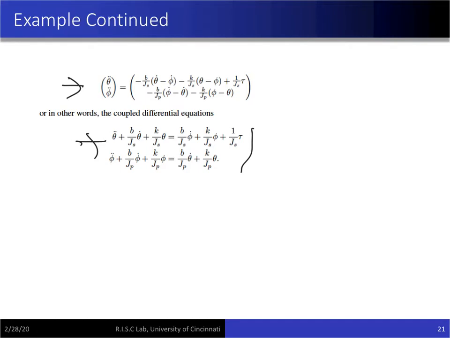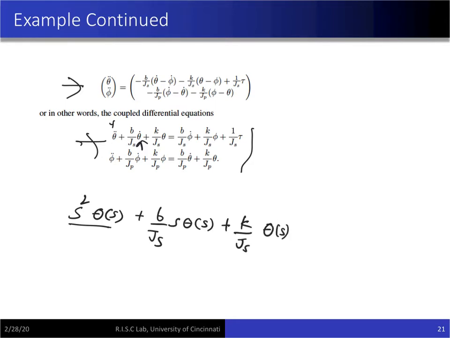So that is the first equation. Laplace on both sides will give me s square theta(s). Anybody have a confusion here? When I'm taking Laplace and initial conditions are 0, it's really simple. If there is theta double dot, then its Laplace is s square theta(s). Next is b by Js. Laplace of theta dot is s theta(s). And Laplace of k by Js theta is just theta(s), right? Equals b by Js.